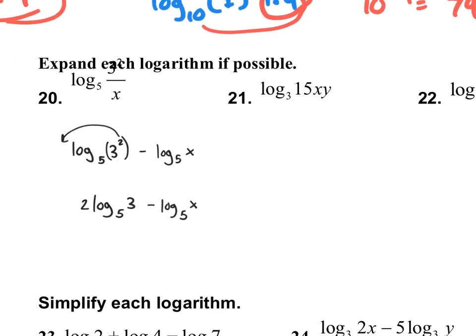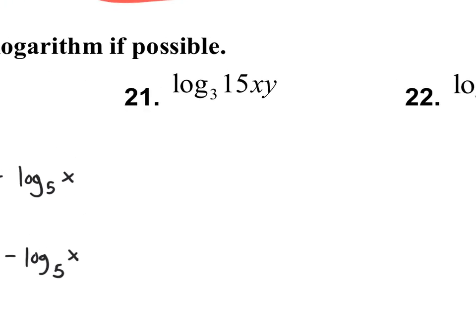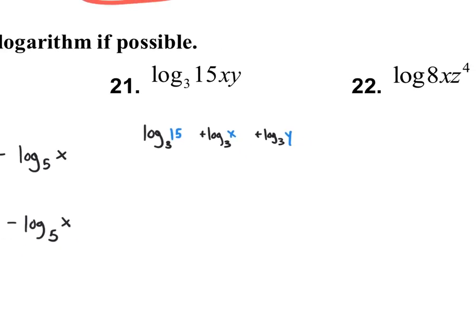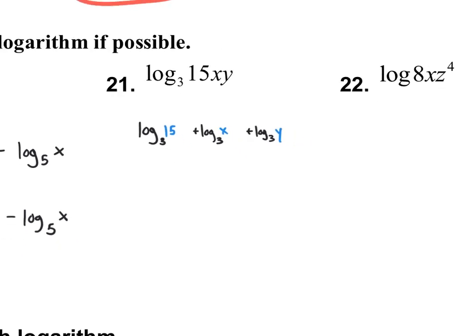This one here, there's 3 terms. There's 15, an x, and a y. So I'm going to need 3 logarithms when I expand it. Since all those terms are multiplying, that means I'll be using addition. One of them's log base 3 of 15, another one's log base 3 of x, and the other one's log base 3 of y.